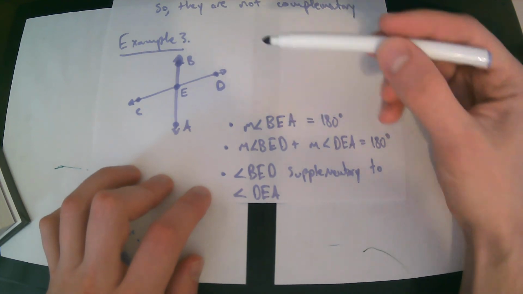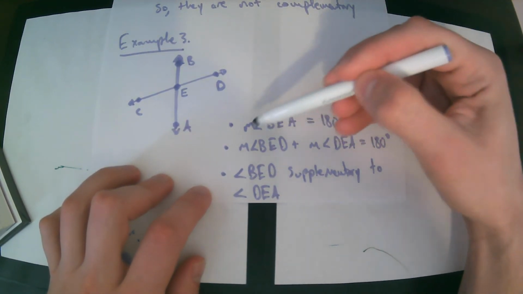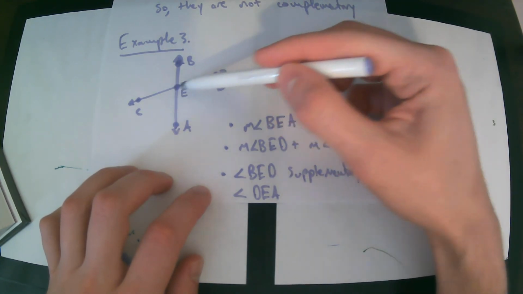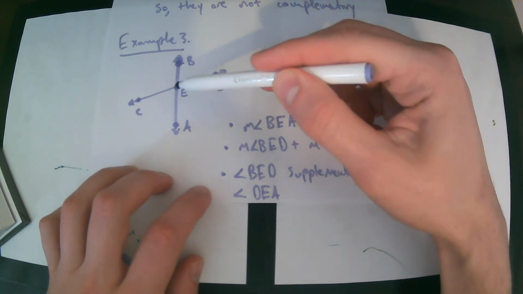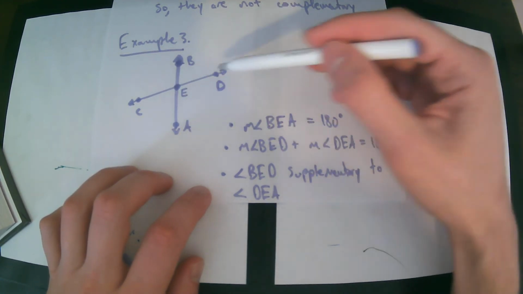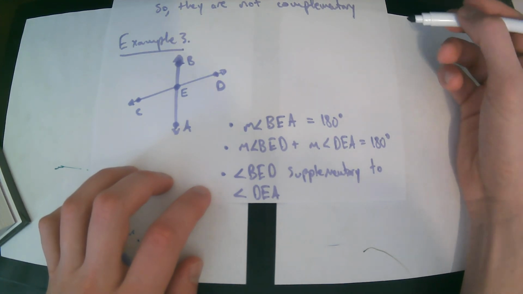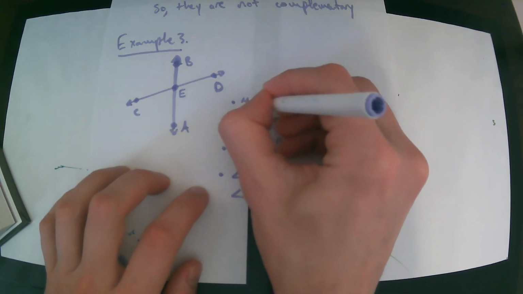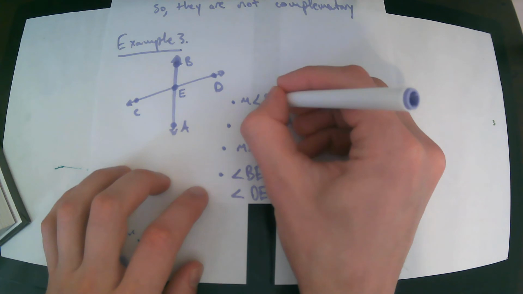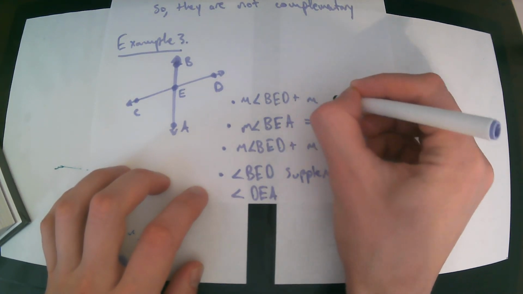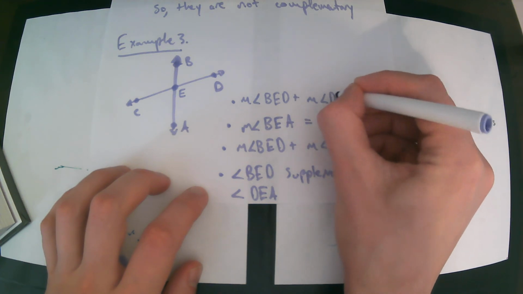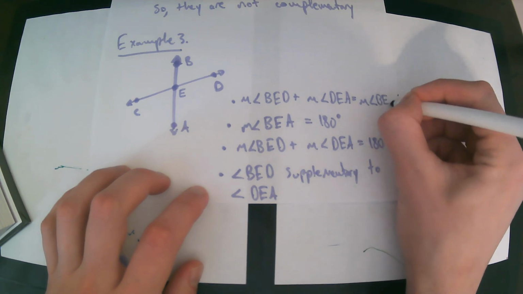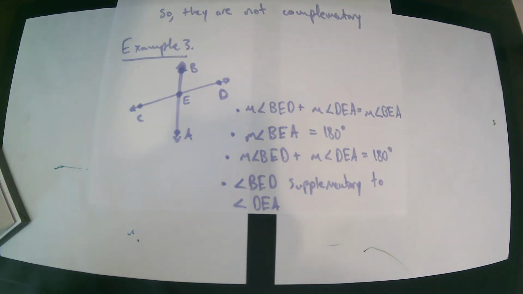And what's the last step? How do I get these two smaller angles involved with angle BEA? Well, they're adjacent, right? They're sharing this ED side here. BED and DEA are sharing this side, so they're adjacent, which means that the sum of their measures, the measure of BED plus the measure of angle DEA, should be equal to the measure of angle BEA, because together they form that straight angle. So there we go.